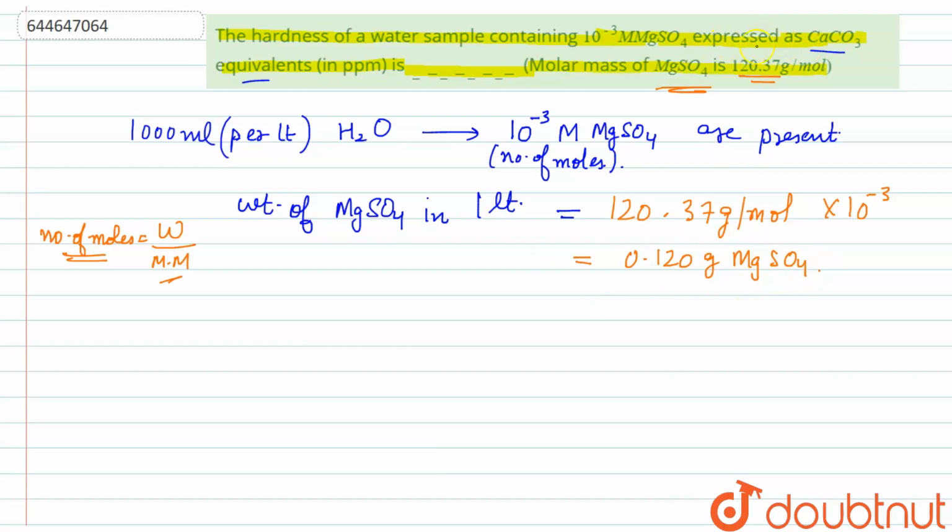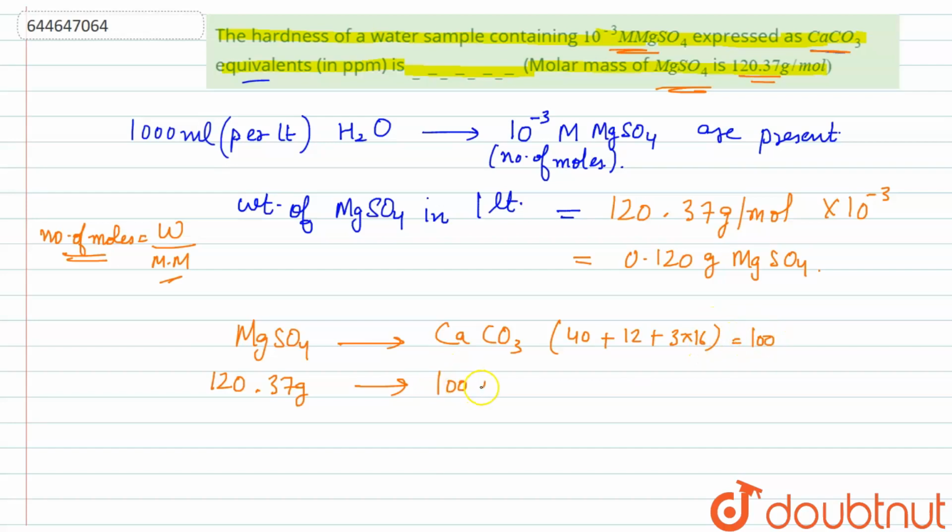Now we have to express this term in CaCO3 equivalents. So we have to convert MgSO4 into CaCO3. Now we have the molar mass given here. So the molar mass of MgSO4 is 120.37 grams, and the molar mass of CaCO3 we can calculate: 40 for calcium, plus carbon is 12, plus oxygen is 3 into 16, which is 100. So 100 grams, right?